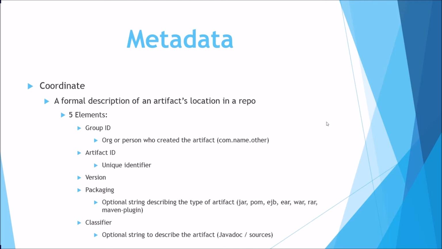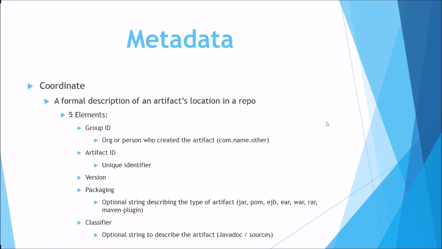And there's 5 elements: group ID, artifact ID, version, packaging, the type, the default I think is a jar, and a classifier. GAV, that's an acronym that stands for group, artifact IDs, and version. So we need to specify a GAV each time we have a dependency. And we're going to take a look at an example of a dependency in a minute.